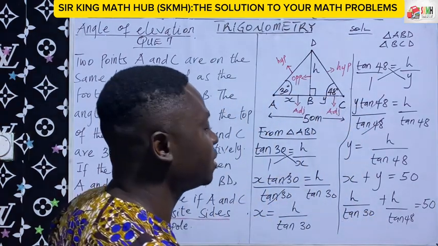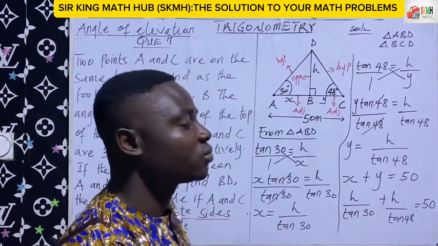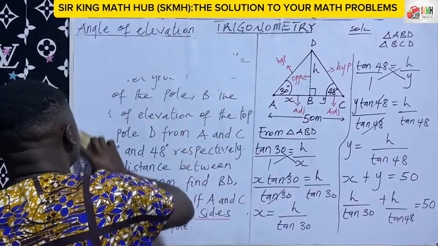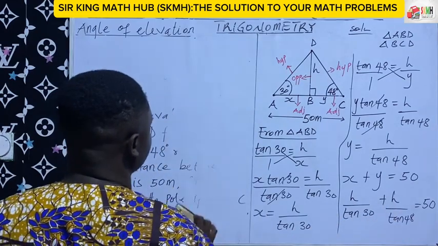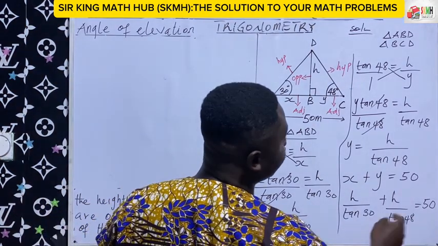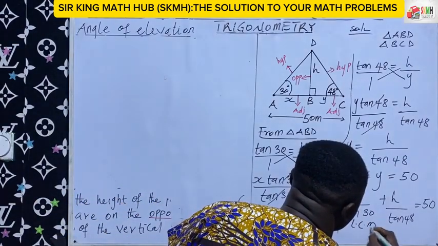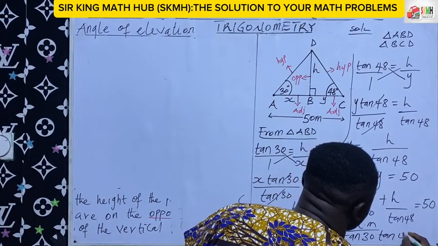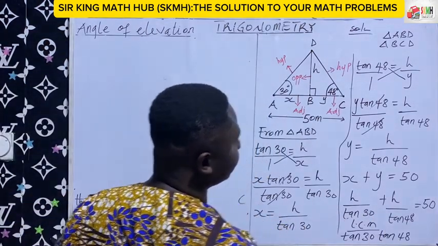Now we have our equation, everything in terms of h. At this point, we want to solve for h. So how do we solve for h? You see that we have a fraction here. To eliminate the fraction, you have to multiply each term by the LCM. And what is the LCM? The LCM is tan 30 multiplying tan 48.